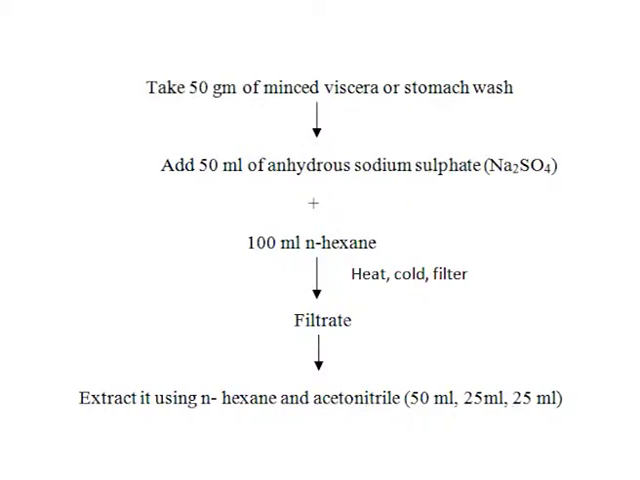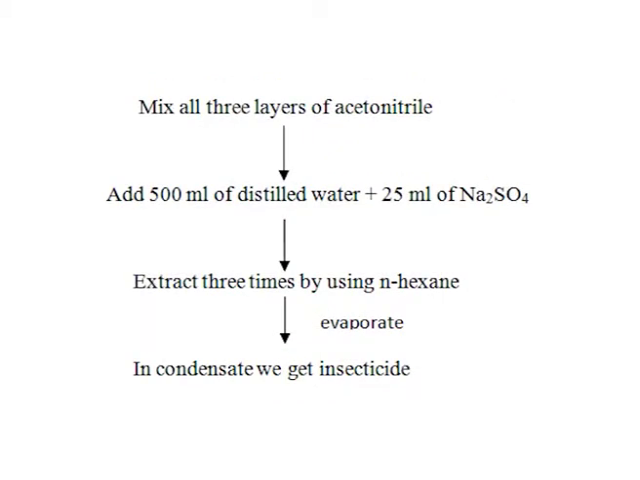Method 1. This method is useful for extraction of insecticide from viscera and stomach content. Take 50 gram of minced viscera or stomach wash. To it add 50 ml of anhydrous sodium sulfate and 100 ml of N-hexane. Filter it. Extract it using N-hexane and acetonitrile, 50 ml, 25 ml and 25 ml. Mix all the three contents of the acetonitrile. To it add 500 ml of distilled water and 25 ml of sodium sulfate. Extract 3 times using N-hexane. In the condensate, we get the insecticide.